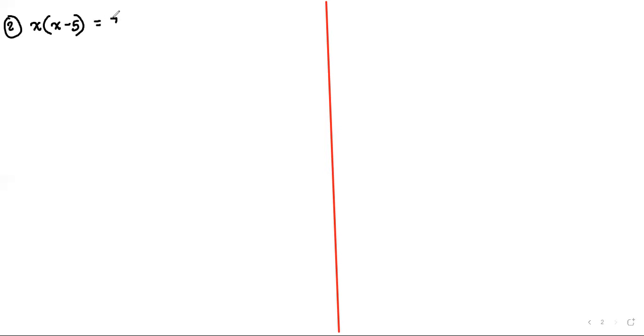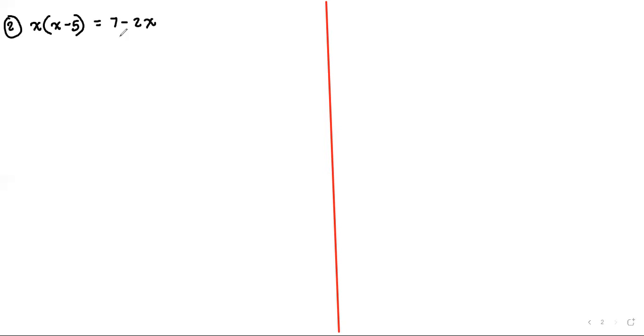Okay. So let's take another example just to help us remember very well on how to use the formula to solve quadratic equations in one variable. So in example 2, let's have a quadratic equation that is not in a general form. Let's say we have x into x minus 5 is equal to 7 minus 2x.